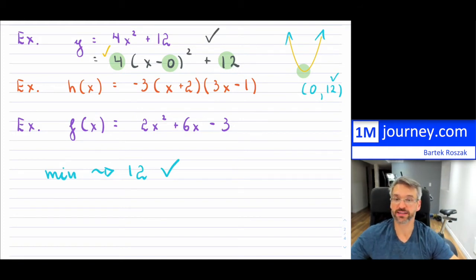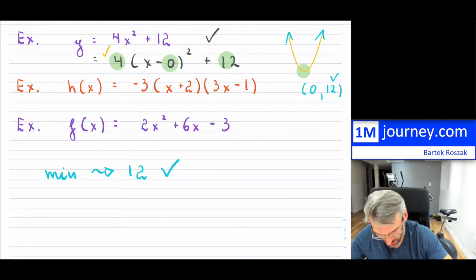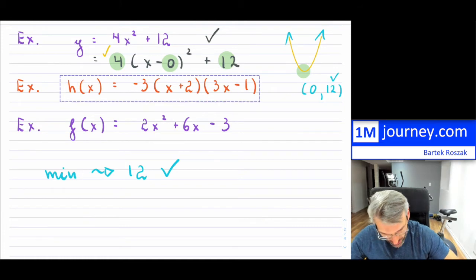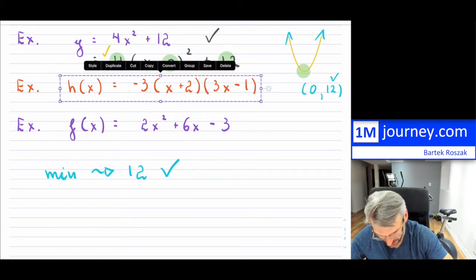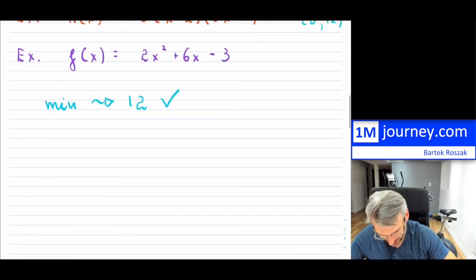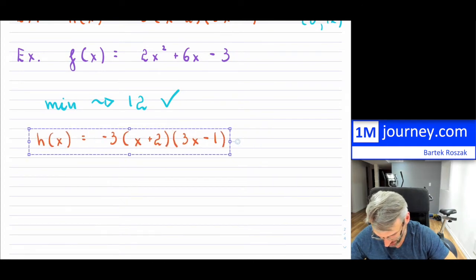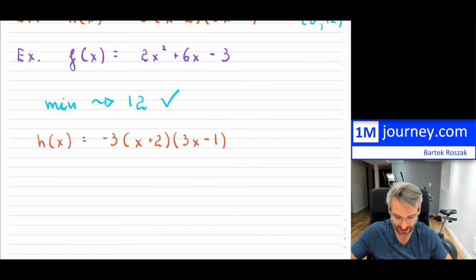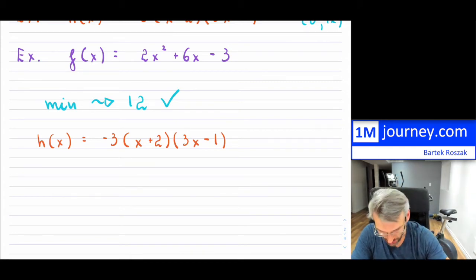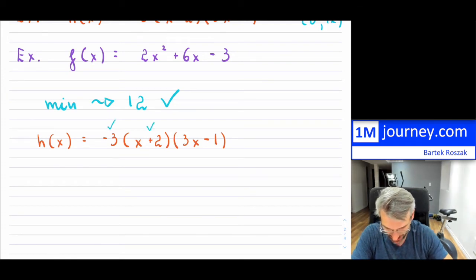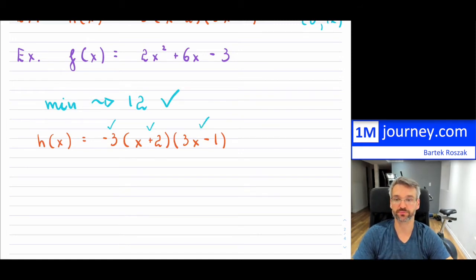Now let's take a look at the second example. So in this one, it looks like a function, and unfortunately it is not in one of the easier formats where we can actually tell what the maximum and minimums are. So this is in its factored form. What I have is a -3, so that's one factor. I have x plus 2, which is another factor. And I have a 3x minus 1, which is another factor.